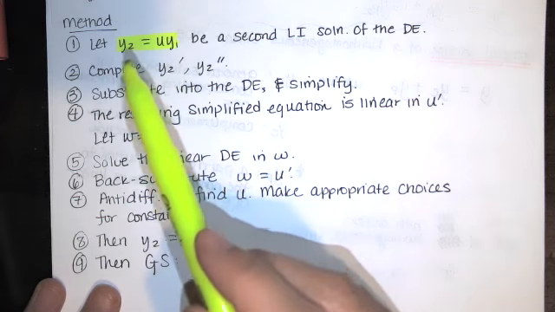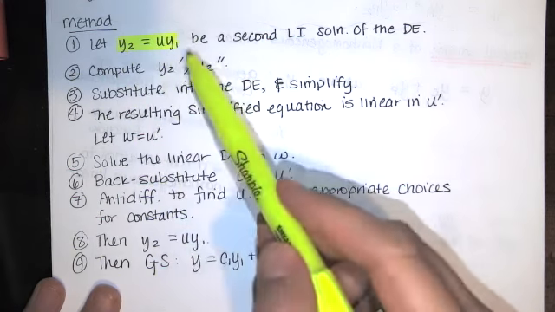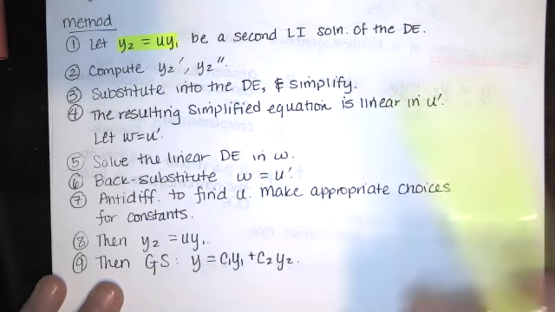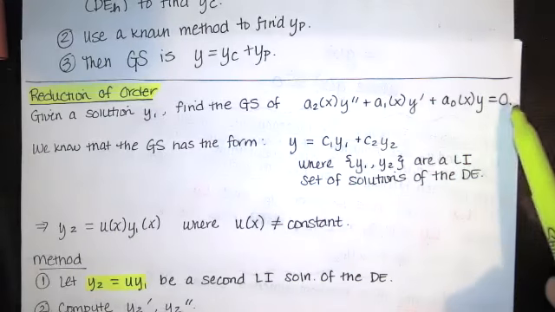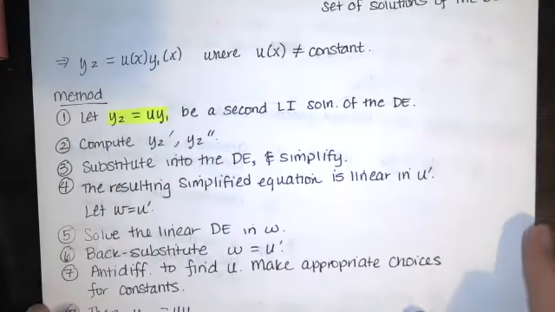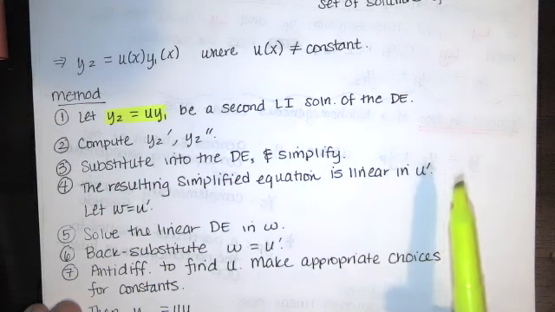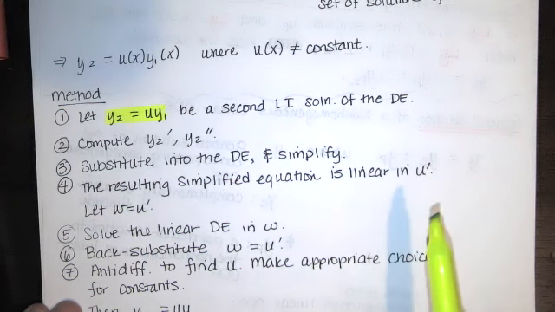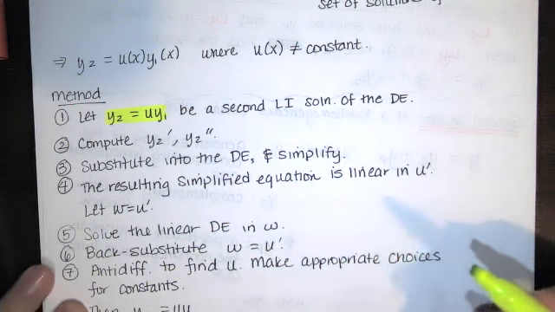Then you're saying, okay, I've assumed that Y2 is a solution, therefore I can take the derivative of this twice and I can substitute into the differential equation. And since it's a solution, it'll satisfy the differential equation. So we're going to get something over here and that's going to equal 0 because we've assumed that Y2 is a solution. Every time you do that, the simplified equation will be linear in U prime. You will let W equal U prime.